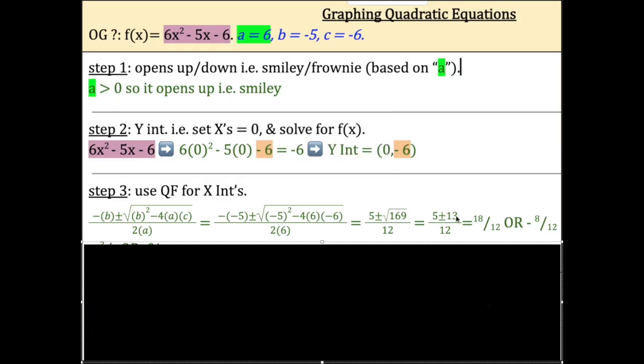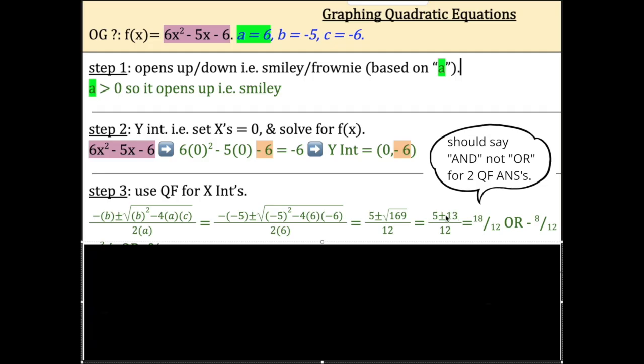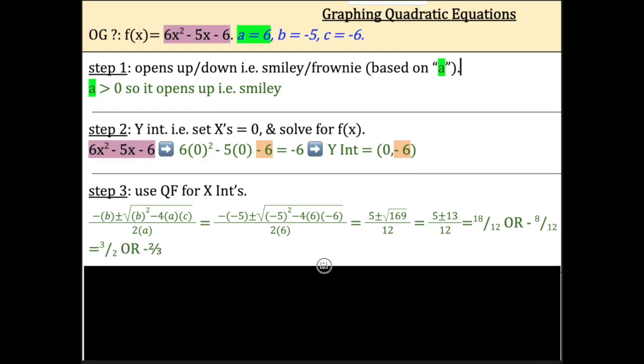13. 5 plus 13 gives you the 18. 5 minus 13 gives you the -8. Okay? And you get, after reducing, 3 over 2 or -2 over 3 for your x-intercepts. Okay? Now, lastly, we want to find the tip, aka the vertex.